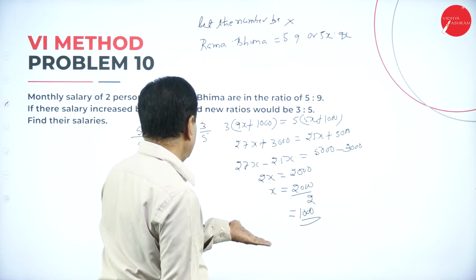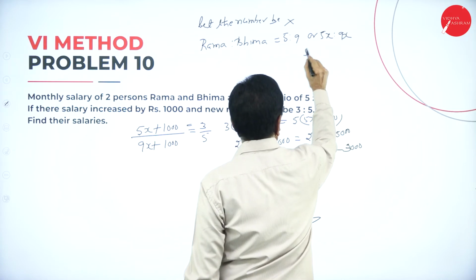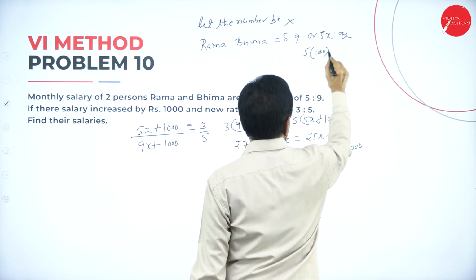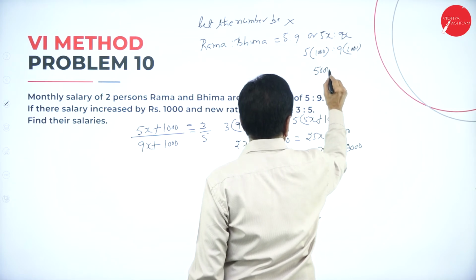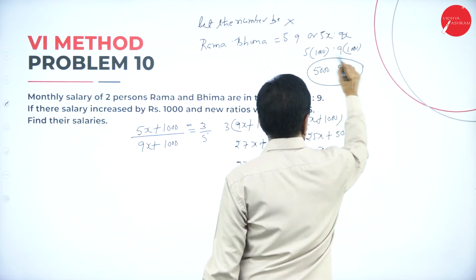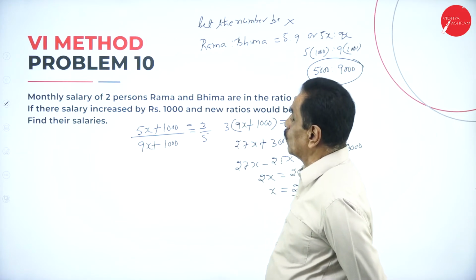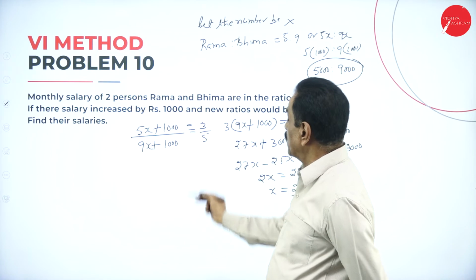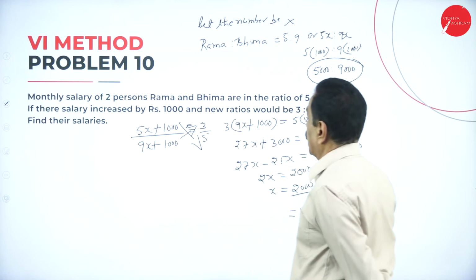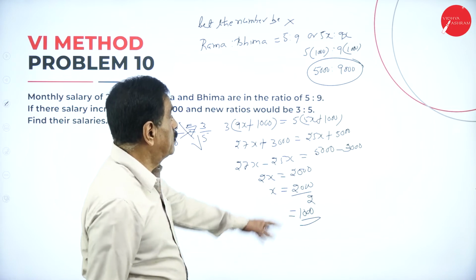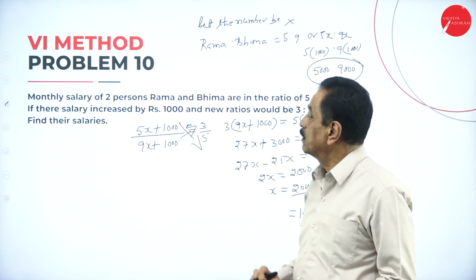So the ratio 5x: 5 into the x value 1000 is 5000, and 9 into x value 1000 is 9000. Substitute the values. Understand? So they have got 5x increased by 1000, second one 9x increased by 1000. So they are in the ratio of 3 by 5. I cross multiplied like this to find out the x value. Hope you understand this.